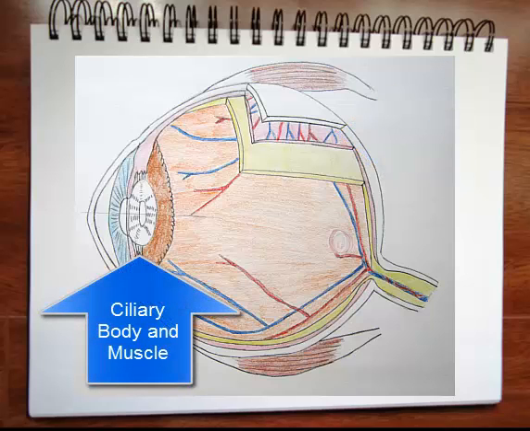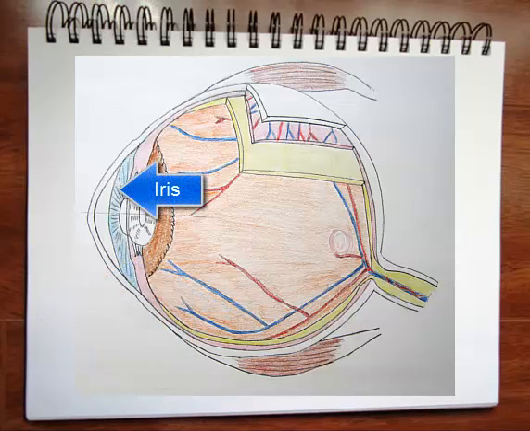The ciliary body is a part of the choroid. It is made of the ciliary processes and ciliary muscles. The ciliary processes are finger-like projections that allow zonular fibers to attach to the lens. Connected to the ciliary processes are the ciliary muscles, which can contract or relax to change lens shape. The iris was mentioned previously, allowing light to enter.